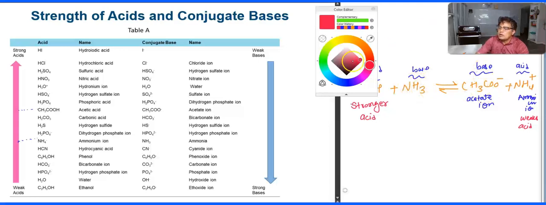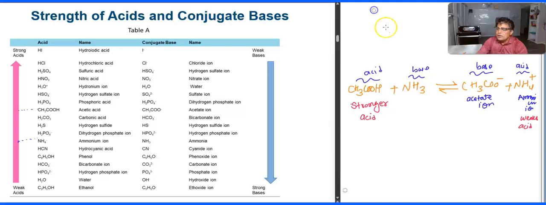Let me take another color for that guy. This color, I like this color. That's good. Now NH3, where is NH3? You have to see NH3 on this side. Look at that, down, stronger. So NH3, and what is the other? What is CH3COO minus? See, this is CH3COO minus, weaker than NH3. This is again the stronger base, and this guy is the weaker base, right?